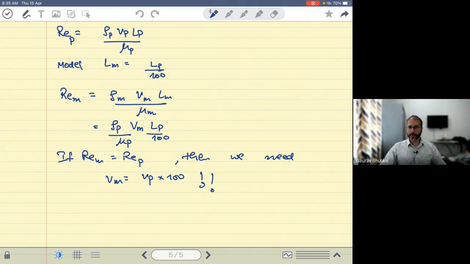Okay, so what do we do? Any suggestions? Okay, you think about it. I will be back in a minute, and think. I mean, we're talking about engineers here, so you have to come up with ideas so that the Reynolds number for both the prototype and the model are the same.